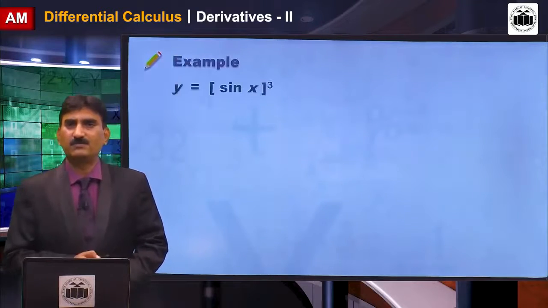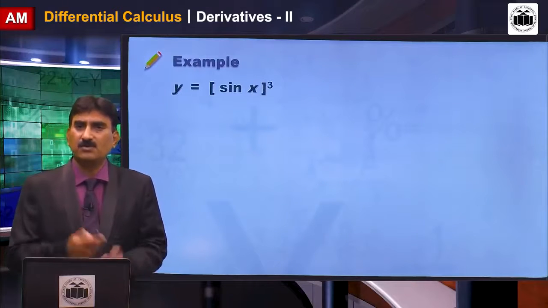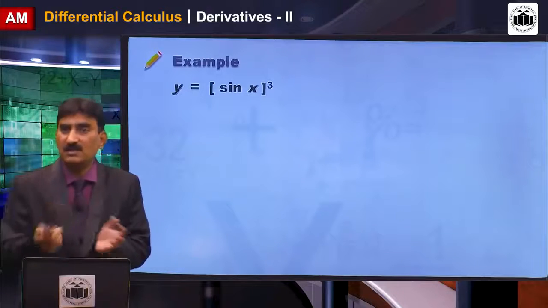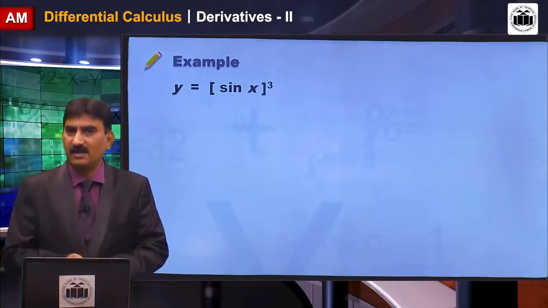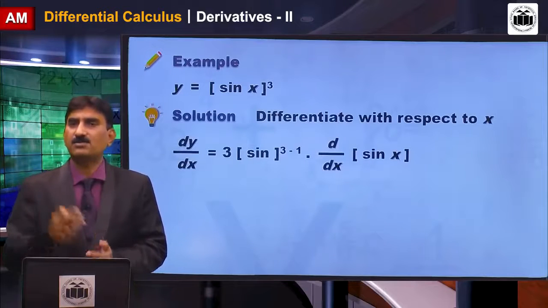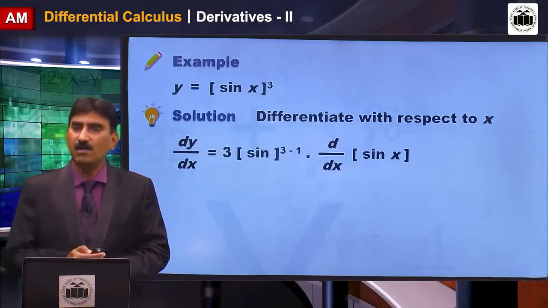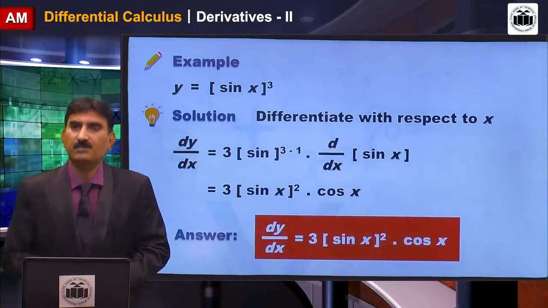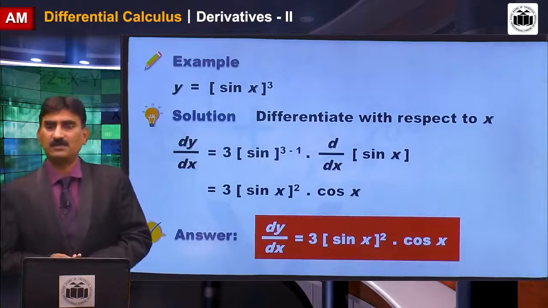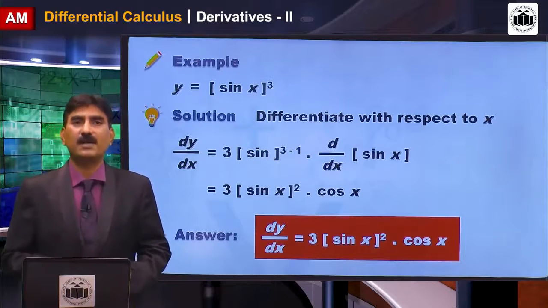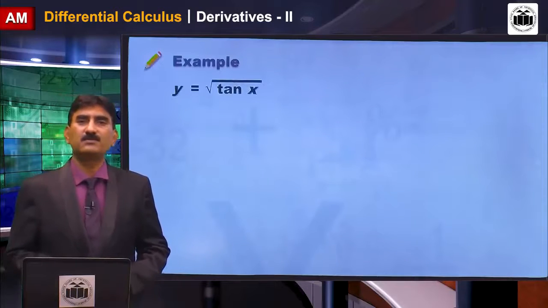Now here we see the example, y equal to sin x raised to 3. So our f(x) is sin x and n is 3. Now this is just like x raised to n. Here instead of x we take sin x, then how do you differentiate? 3 into sin x raised to 3 minus 1, into again the derivative of sin x. So what we get? 3 into sin x raised to 2 into cos x. So finally we get the answer dy by dx is equal to 3 sin square x into the derivative of sin x, which is cos x.